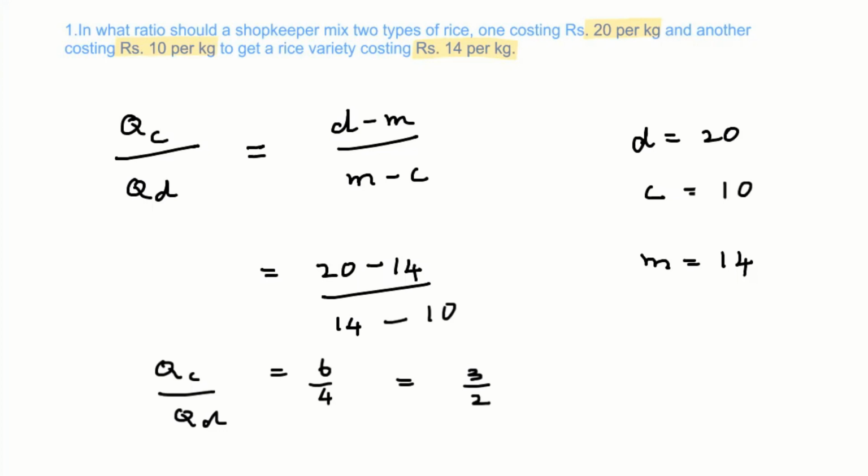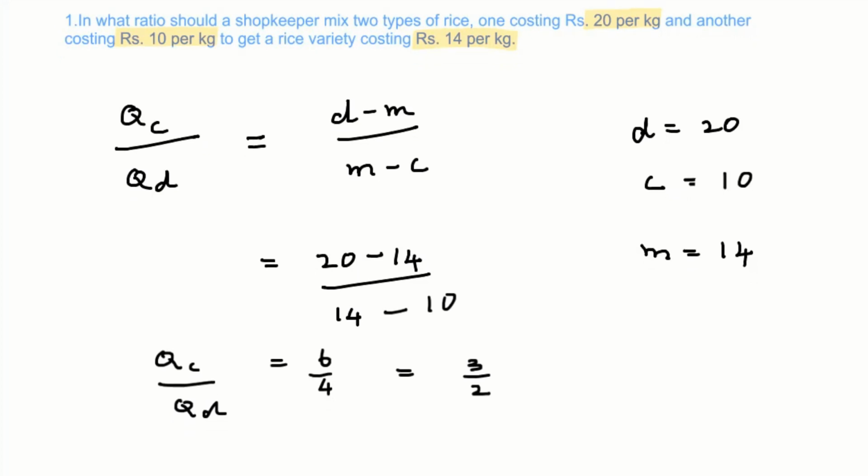Is it clear? You should mention here what is cheaper and dearer, so that you will get the ratio easily. So make use of this formula. This is the formula on mixing of two varieties. Either the ratio is given and you have to find the price, or the price is given and you have to find the ratio, vice versa. In either case it can be used.